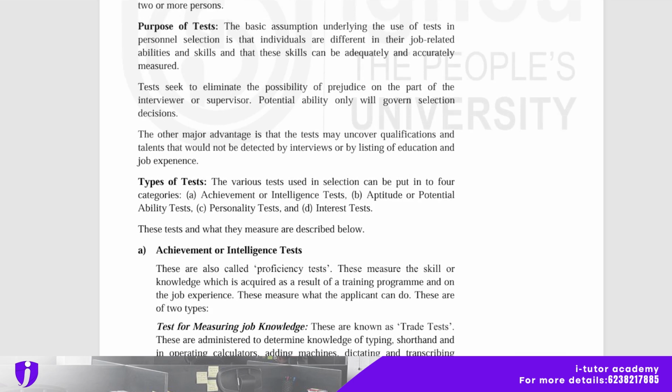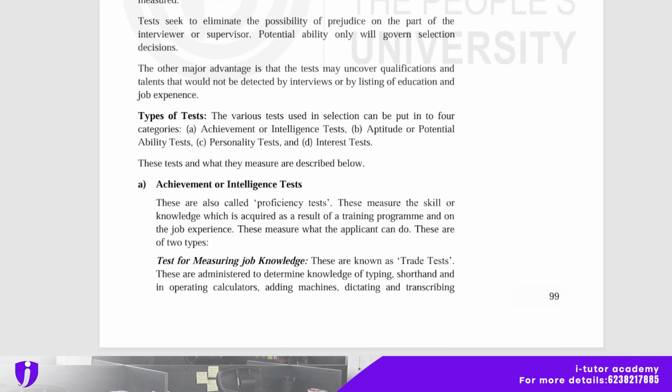What's the purpose of this test? The basic assumption underlying the use of tests in personnel selection is that individuals are different in their job-related abilities and skills, and that these skills can be adequately and accurately measured. Tests seek to eliminate the possibility of prejudice on the part of the interviewer or supervisor. Potential ability only will govern the selection decision. The other major advantage is that the test may uncover qualifications and talent that would not be detected by interviews or by listing of education and job experience.